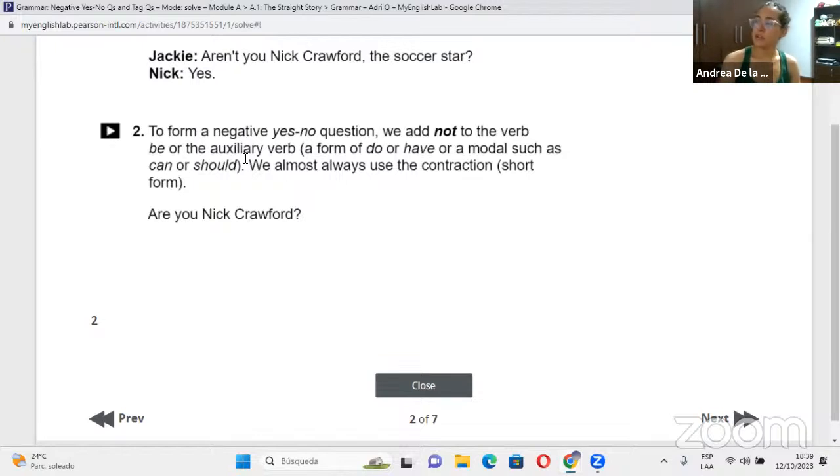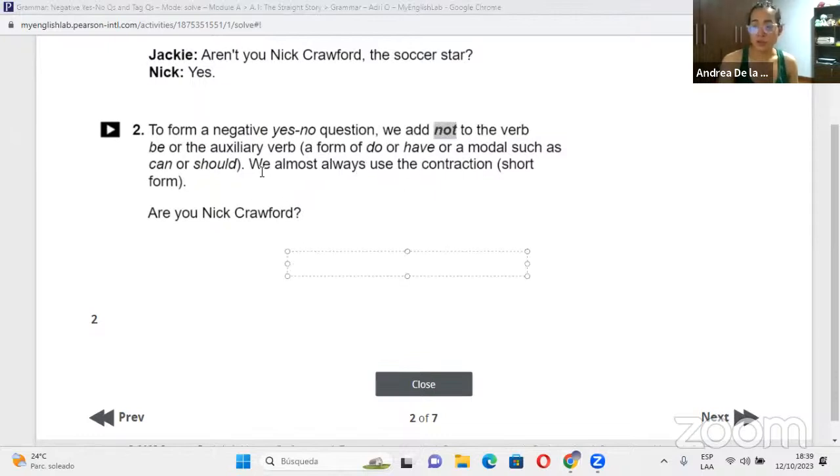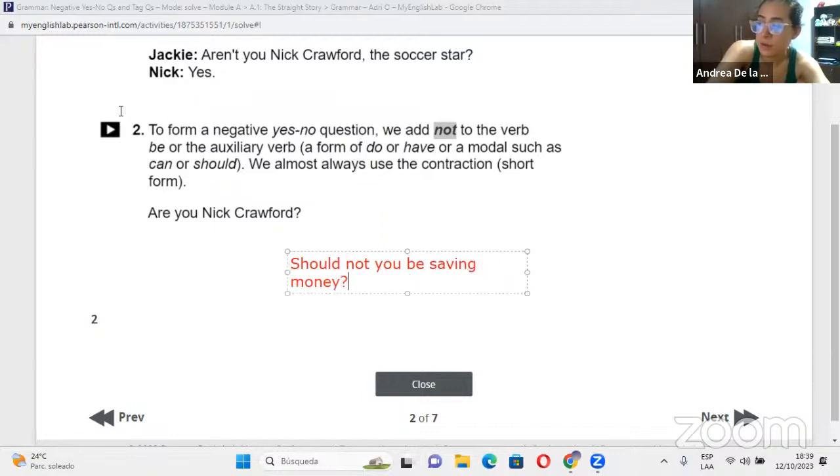So for example, aren't you studying for the TOEFL? Didn't you do your homework? Haven't you seen this movie before? Can't you fly? Shouldn't you be, I don't know, shouldn't you be saving money? So basically, it's as simple as it sounds. We just use the negative of the verb that we're using, which is always going to be not, right? But we can use a contraction, which is way more common. Usually we use contractions. We almost always use the contraction. So we don't say, should not you be saving money? This is very weird. It sounds strange. It sounds odd. We normally use the contraction. Shouldn't you be saving money?